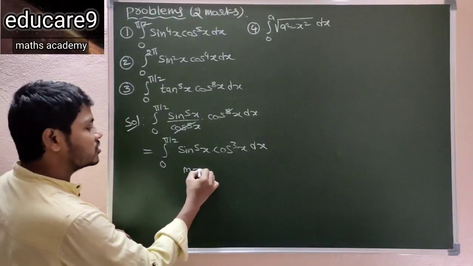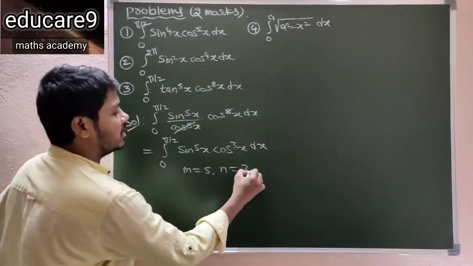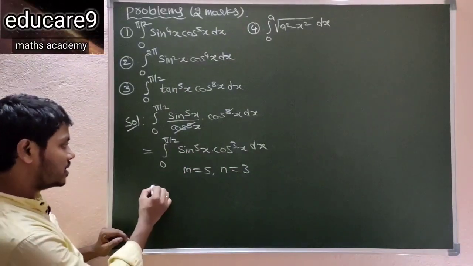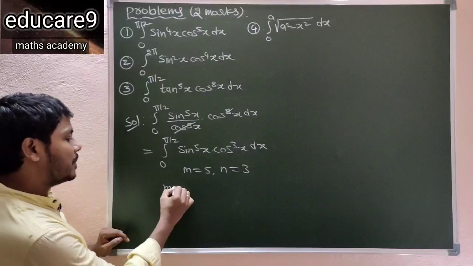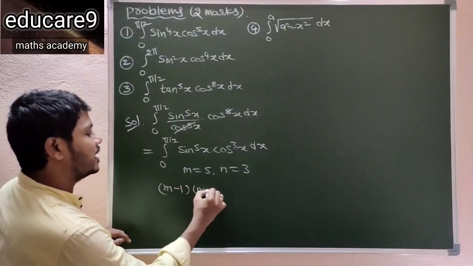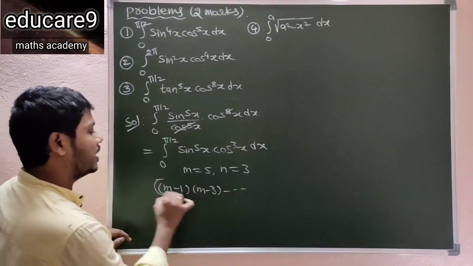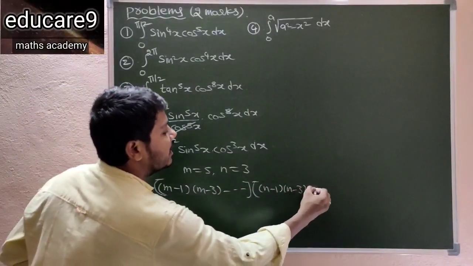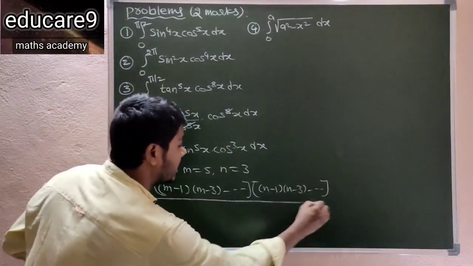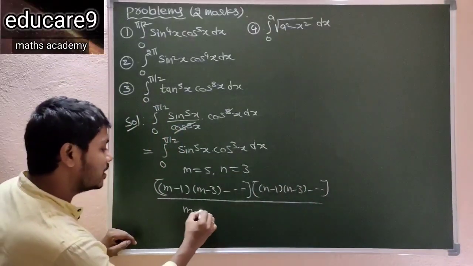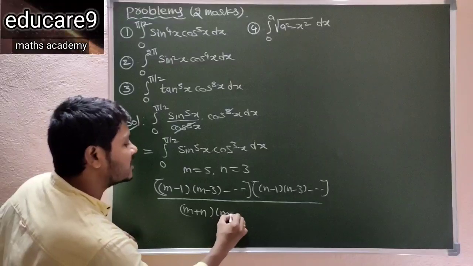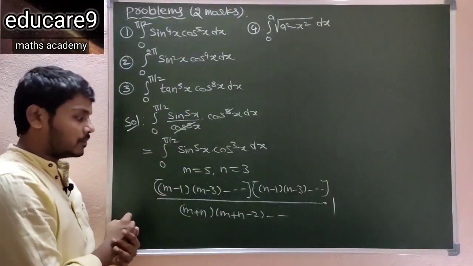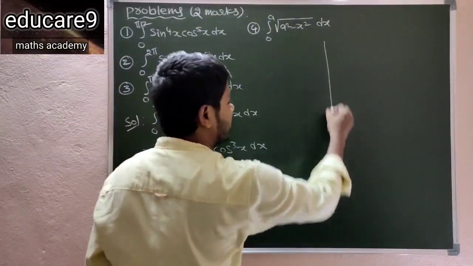So here m is equal to 5, n is equal to 3. So clearly both are odd, and apply the reduction formula, that is (m − 1)(m − 3) and so on, into (n − 1)(n − 3) and so on, divided by (m + n)(m + n − 2) and so on into 1, because both are odd. Now apply this formula, what you get?